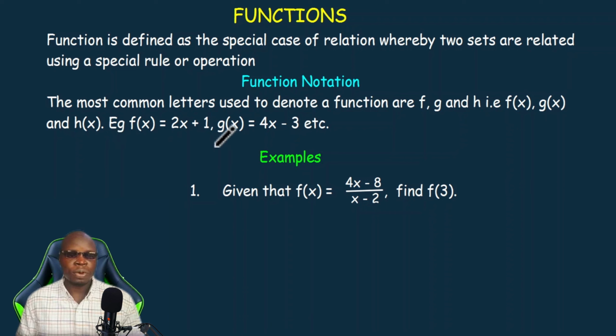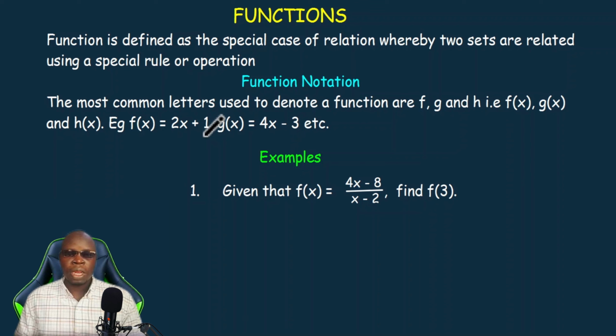For example, we have f of x equals 2x plus 1, g of x equals 4x minus 3, and so on. When you take a look at one of these functions, we have 2 sides, the left-hand side and the right-hand side. The left-hand side is always called the domain, and the right-hand side is called the range.